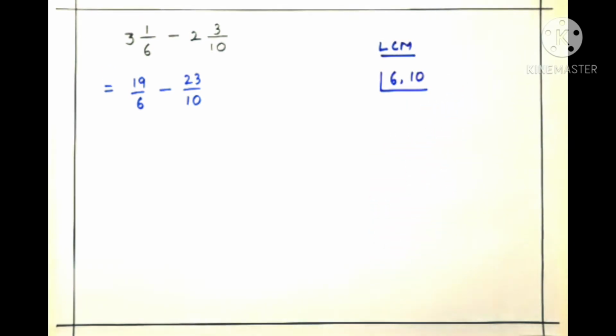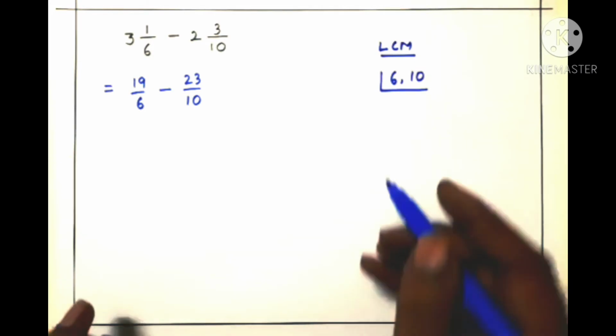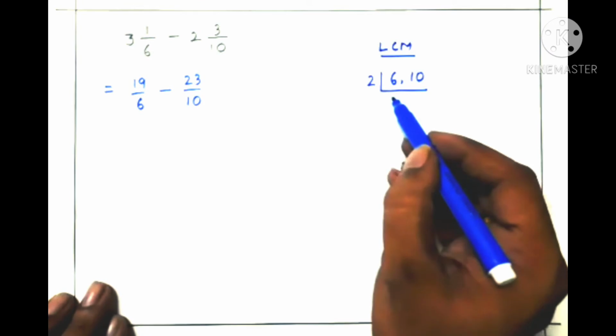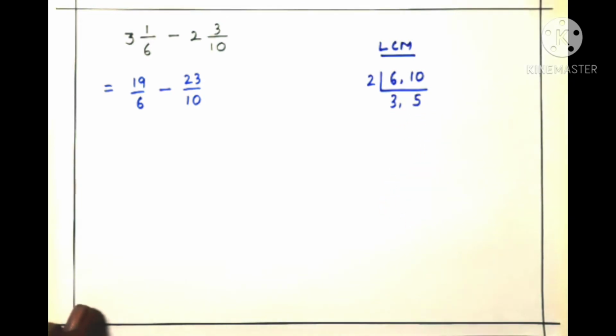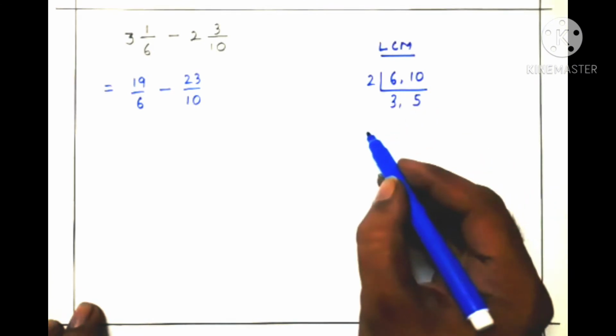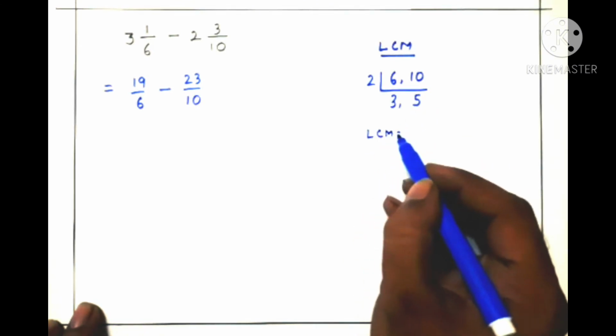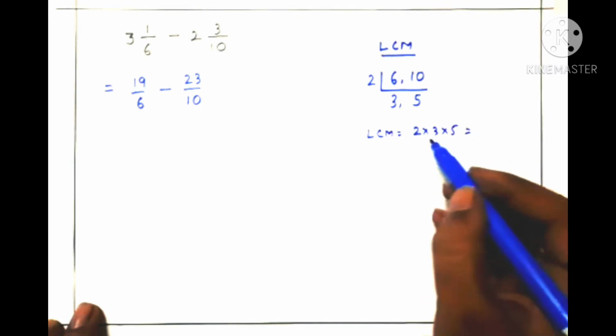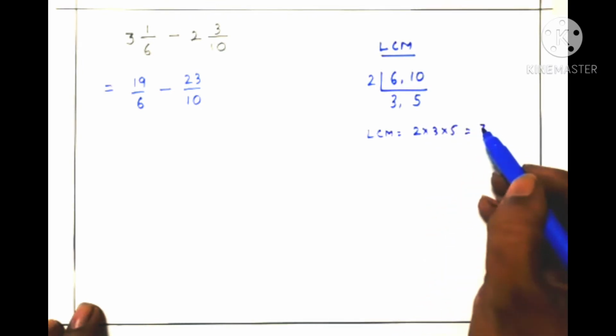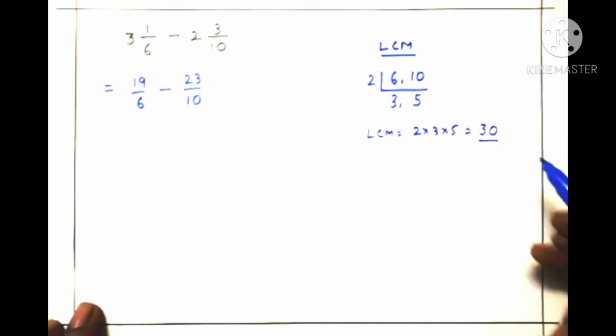Now to find out the LCM of 6 and 10. You can see here 6 and 10 both are divisible by 2. So 2 3s are 6 and 2 5s are 10. So 3 and 5 we cannot divide anymore. So LCM will be the common factor and the other factors. So we get 2 3s are 6, 6 5s are 30. So the LCM is 30.